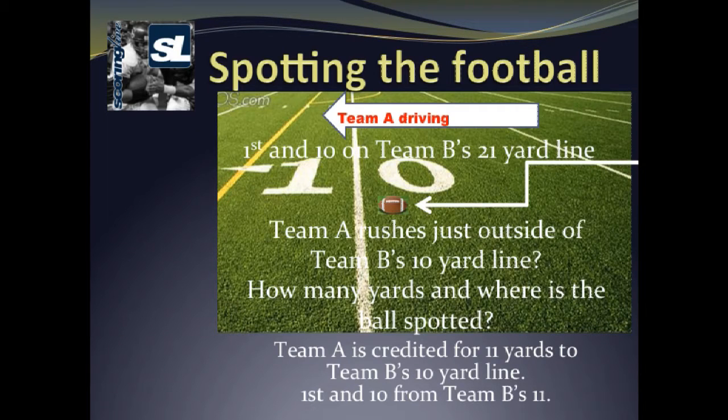So it's 1st and 10 on Team B's 21-yard line. Team A rushes just outside of Team B's 10-yard line. So the question is, how many yards were gained on that play, and where is the ball spotted? Let's look this over. The ball's on the 21-yard line. The ball is just outside of Team B's 10, so it's between the 10 and the 11. How many yards, and where is the ball spotted?